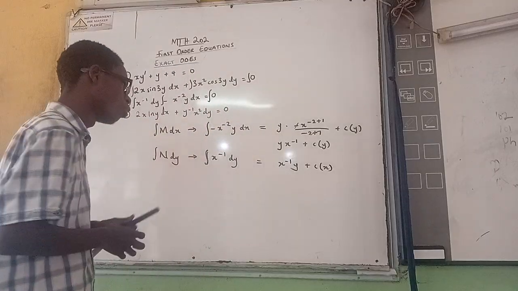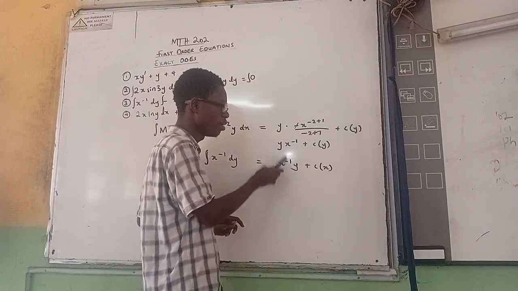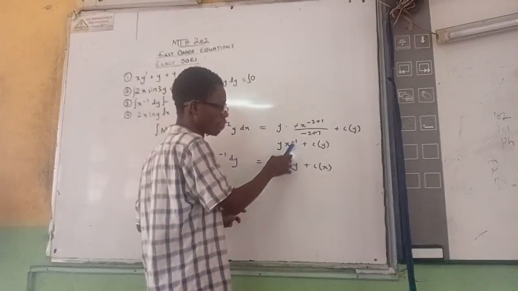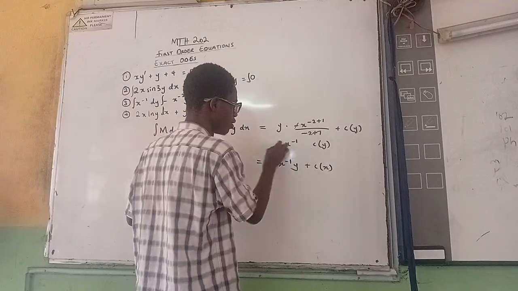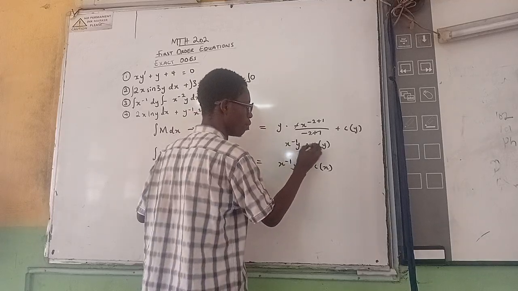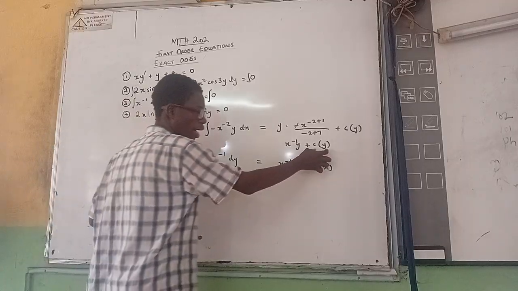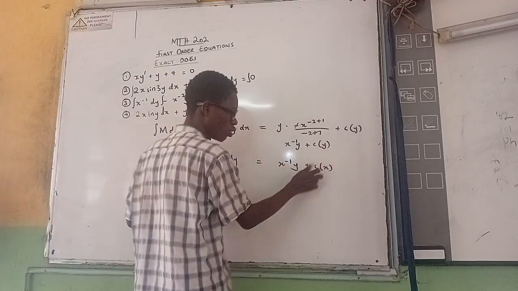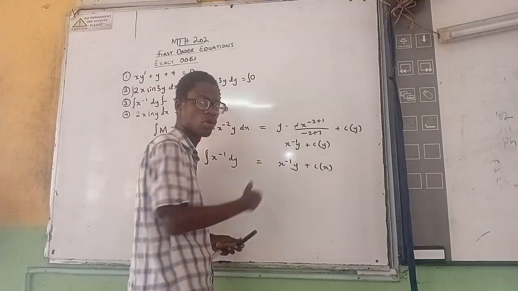So we are now going to compare and contrast. We have gotten x minus 1 y here. We got y x minus 1 here. They are basically the same thing. If I write it this way, if I bring my y here plus c of whatever, they are basically the same thing. So it means my constant, which is a function of y, does not exist here. It does not exist at all. And this one does not exist at all as well.